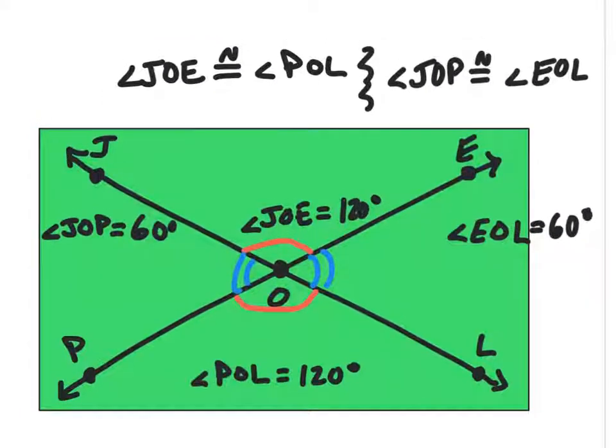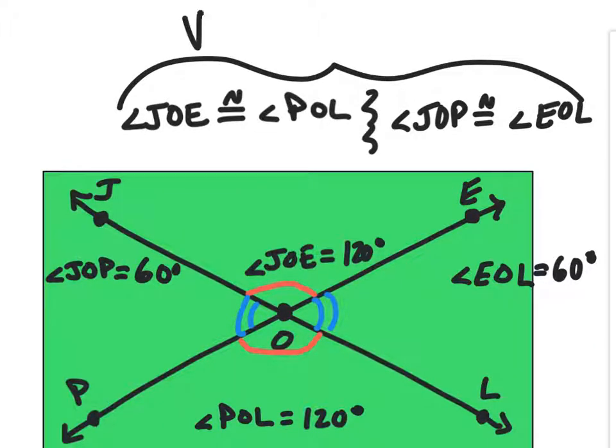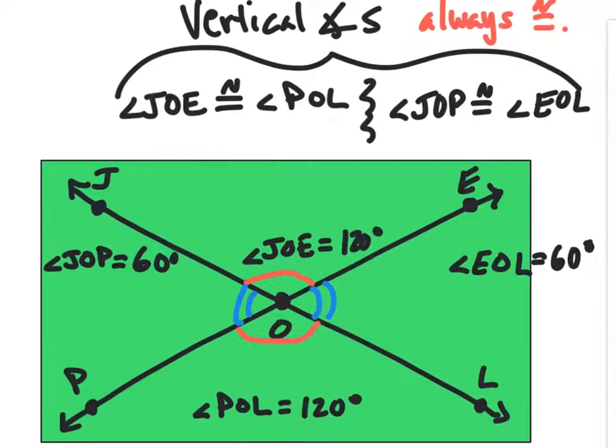We call these vertical angles, so I want you to write that next to these. Vertical angles. That's when two lines intersect, like these two lines intersect, angles that are across from each other are vertical angles, and vertical angles are always congruent.